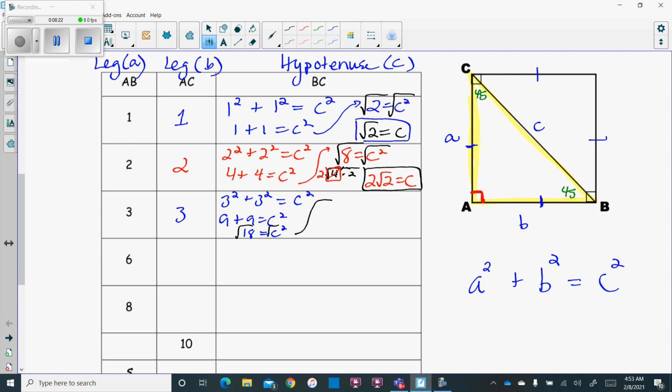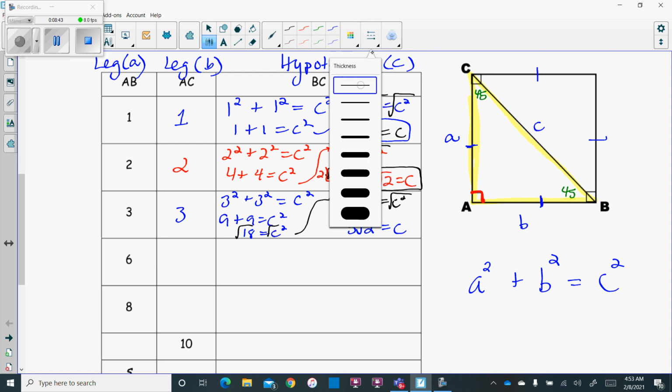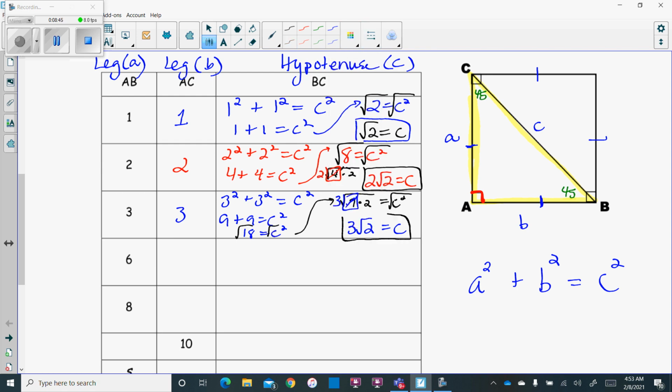So I'm going to come over here. The square root of 18 is the square root of 9 times 2, and that's my c squared that I took the square root of. But 9 is a perfect square. Take that out. So we get 3 root 2 equals c. Maybe you see it now. Hopefully you see a pattern here, because if you do, we can jump. We don't have to do 4 or 5.